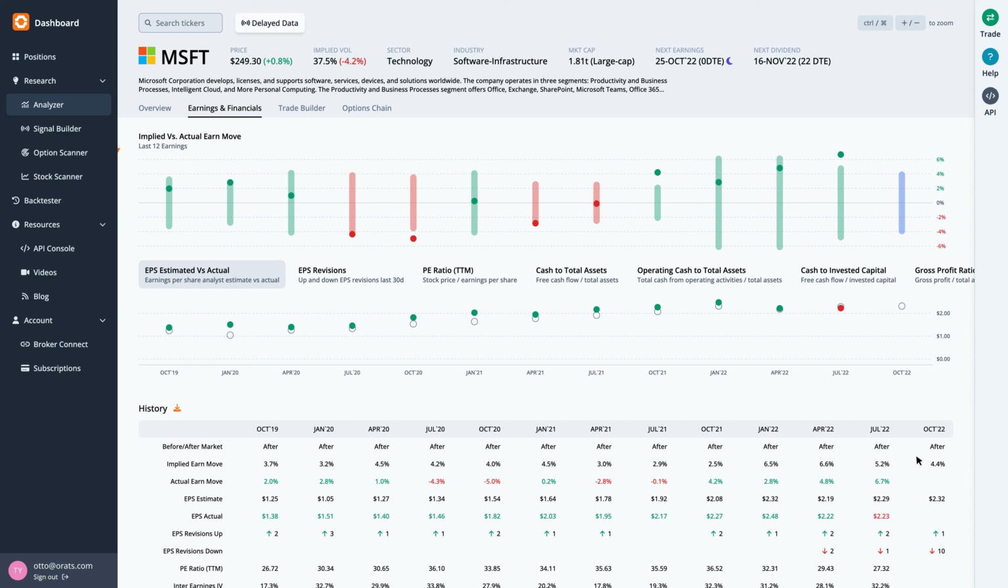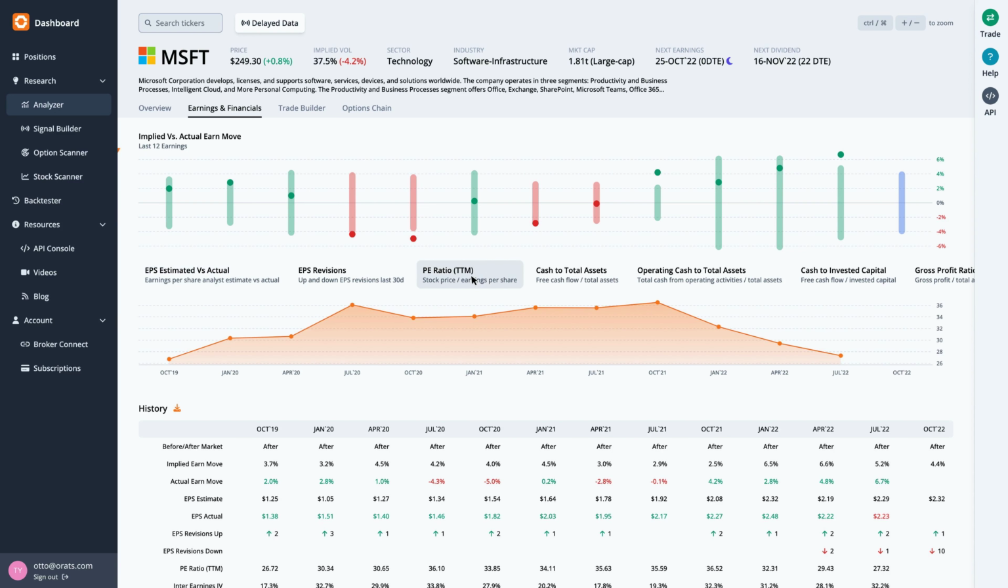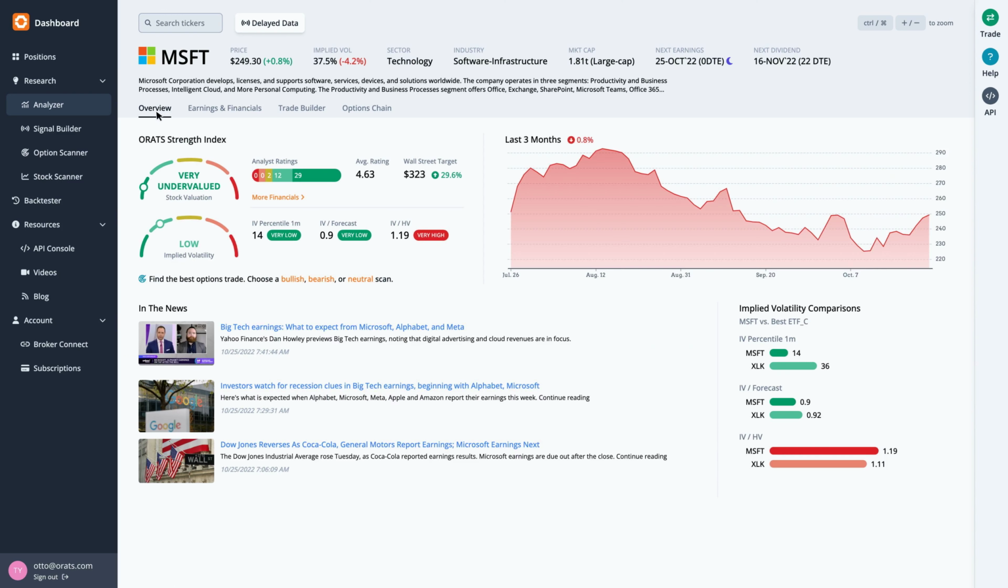We can overlay quarterly financial data by clicking on the ratios below the earn move graph. Let's look at the PE ratio, which is the stock price divided by the trailing 12 months earnings per share. For MSFT, the current PE ratio is 27.1, which is 16.3% under the average for the last 12 earnings observations. Returning to the Overview tab, we can quickly run a scan to find the best option trades.